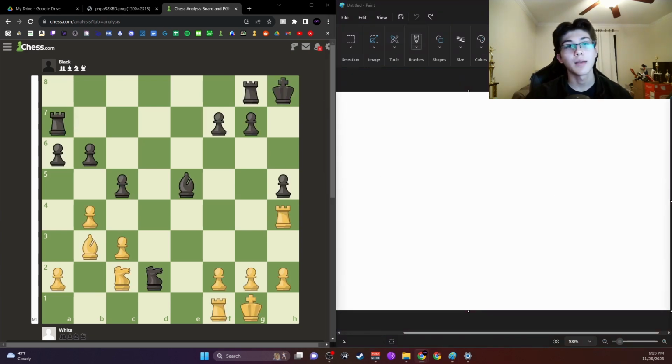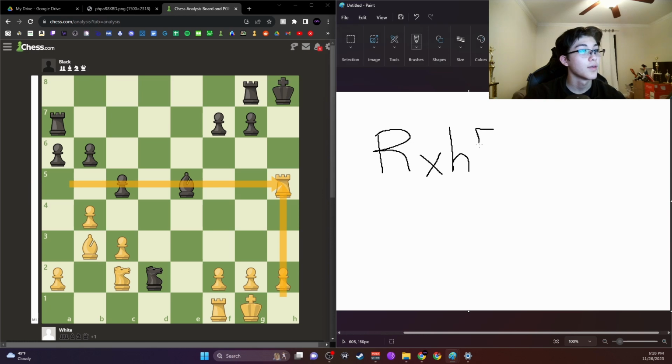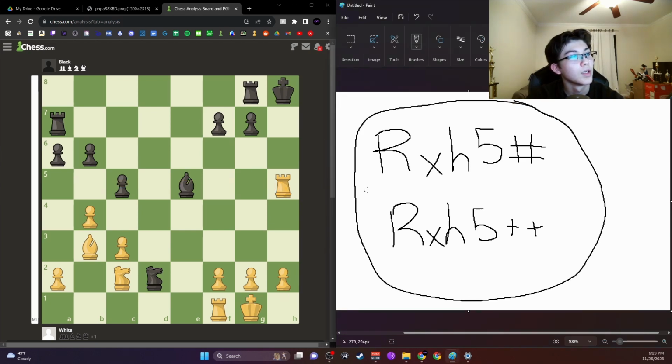The next move is rook captures h5 with checkmate, which is this move. So first we have our rook, R, that is capturing something, so x. It's moving to the h5 square. So h5. And we're giving checkmate. So checkmate is the hashtag. Or you could write this Rxh5 and then plus plus instead of the hashtag. And this will be our final notation. The rook is capturing on h5 with checkmate.